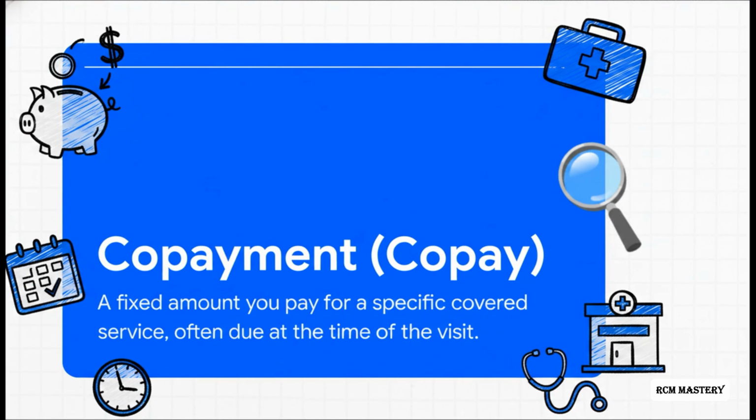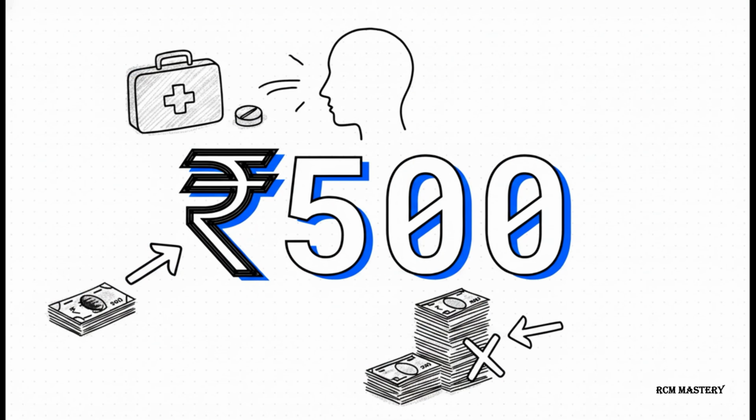First up is the copayment, which you'll probably hear called a copay. This is probably the simplest form of cost sharing. It's just a flat, fixed fee you pay for a specific service, usually right when you get the care, like at a doctor's office. For example, your plan might have a 500 rupee copay for a regular doctor's visit. So when you go to the doctor, you pay 500 rupees. That's it. It doesn't matter if the total cost of that visit was 2,000 rupees or 10,000 rupees. Your part is that one predictable fixed amount.